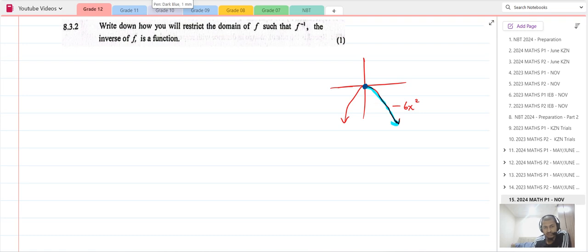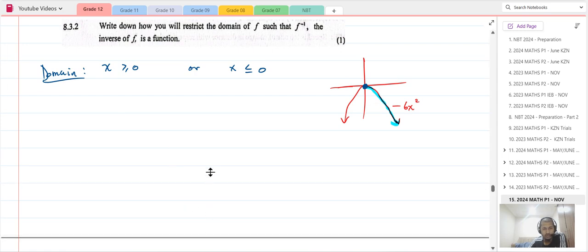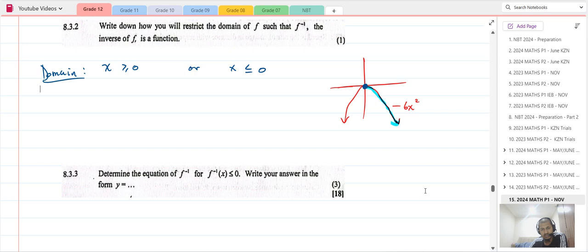How will you restrict the domain? So you say x is greater than or equal to 0, right? Or you can say x is less than or equal to 0. You can either choose the left side or the right side of the graph. So you can restrict the domain like this, either this or this. Write down how you will restrict the domain of f such that f inverse is a function. So we restricted the domain. You choose one of them. Actually both. It's either this or that.